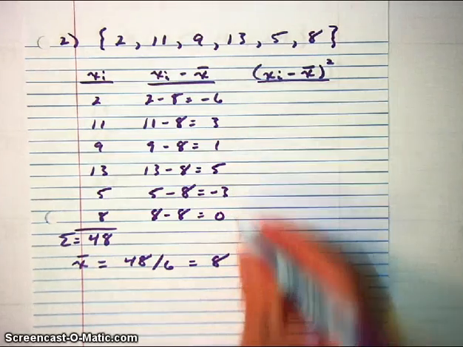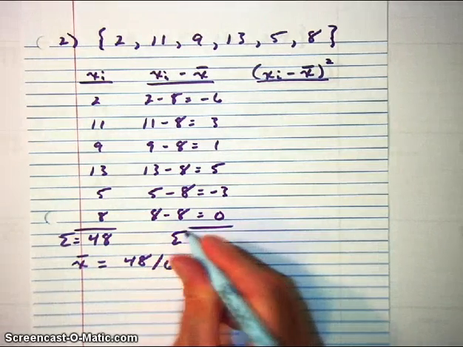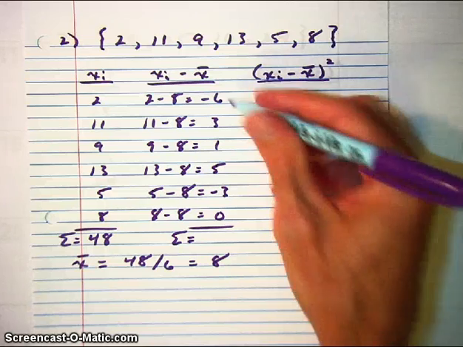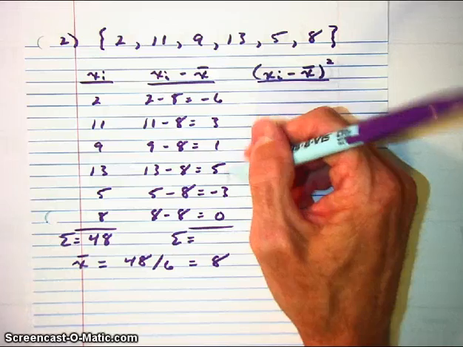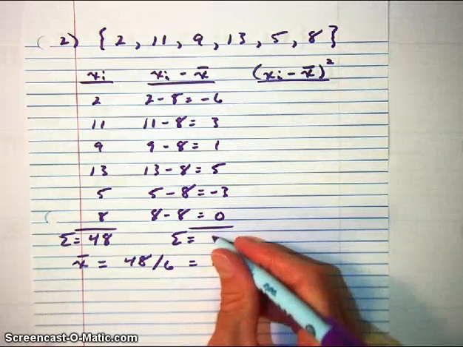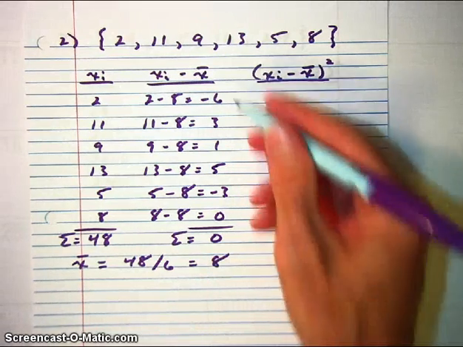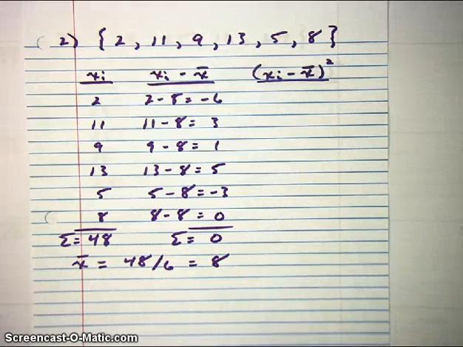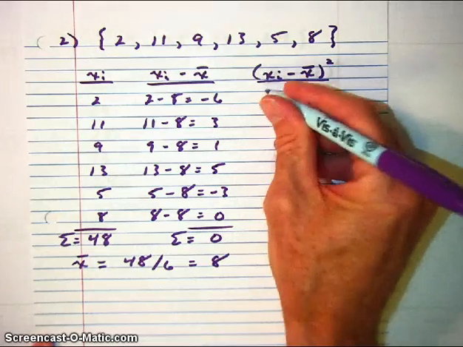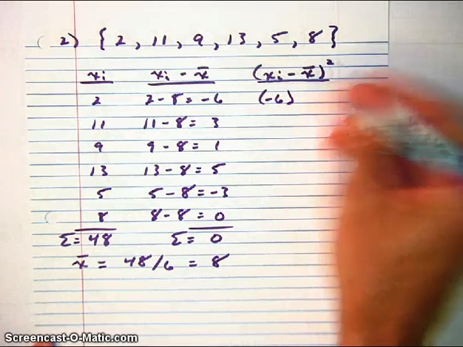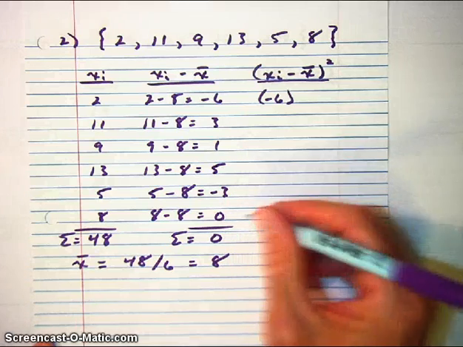Now again, if you add these up, the sum of those deviations from the mean will be 0. Negative 6 plus 3 is negative 3, plus 1 is negative 2, plus 5 is positive 3, minus 3 is 0. Again, the deviations from the mean always have to add up to 0. Some are negative, some are positive. We square them so that all these squared deviations are non-negative.